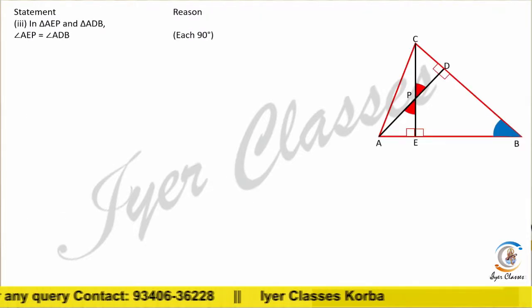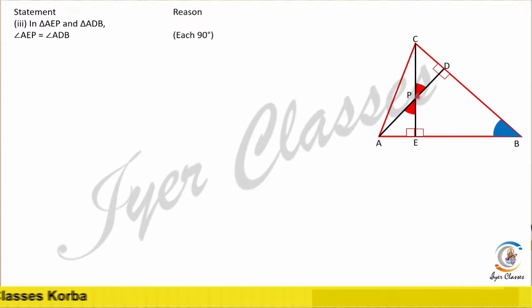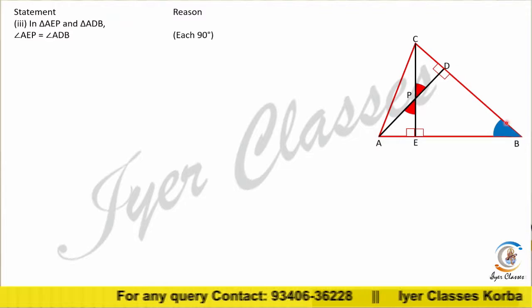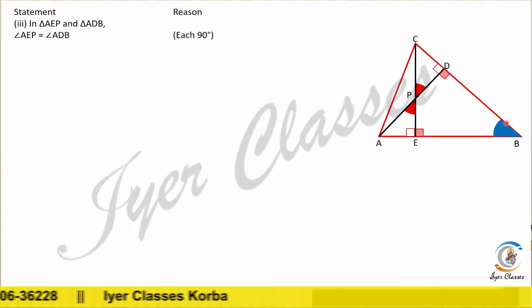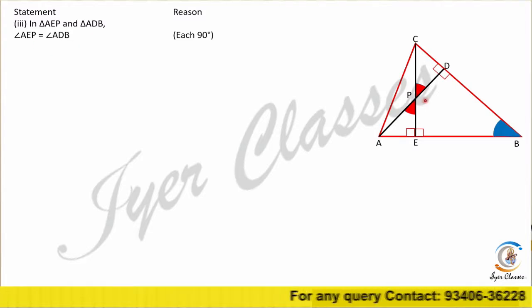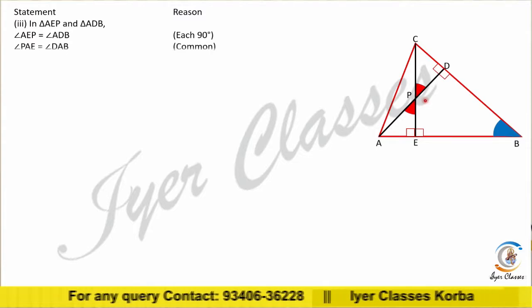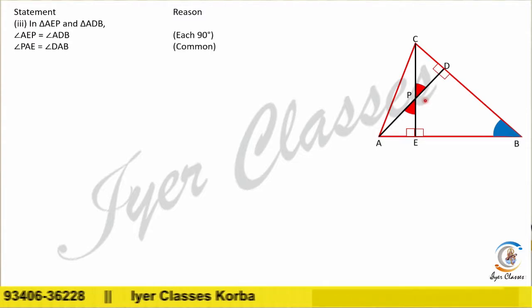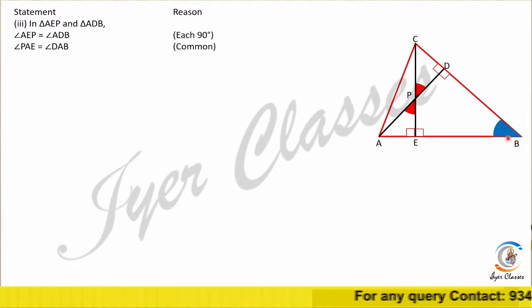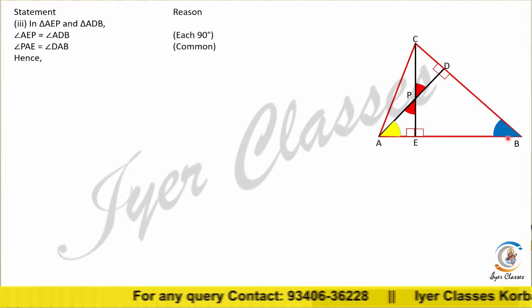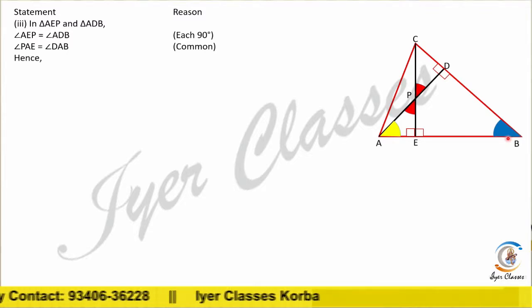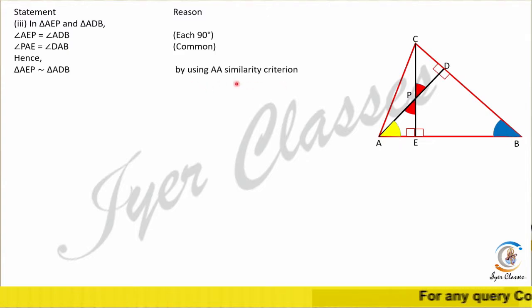Now here we have triangle AEP and triangle ADB. Are they also similar? Let us see. Angle AEP is equal to angle ADB, which is each equal to 90 degrees. Now angle PAE and angle DAB are the same angles, the yellow one, common to both triangles. So again these two triangles are similar by AA similarity criterion.